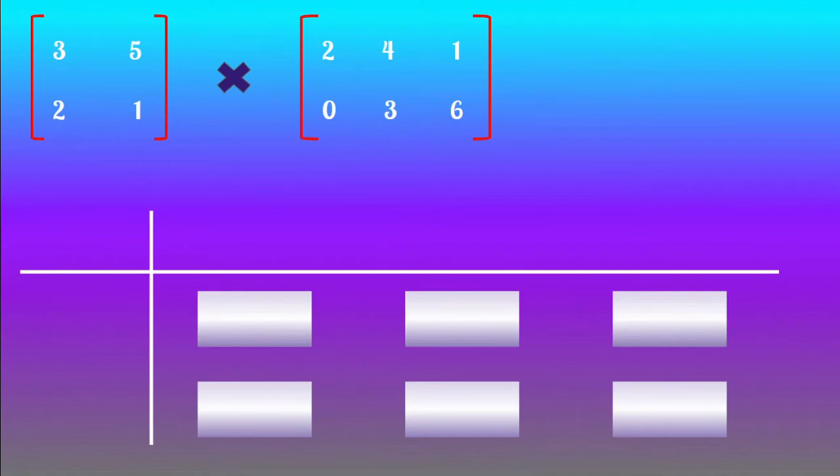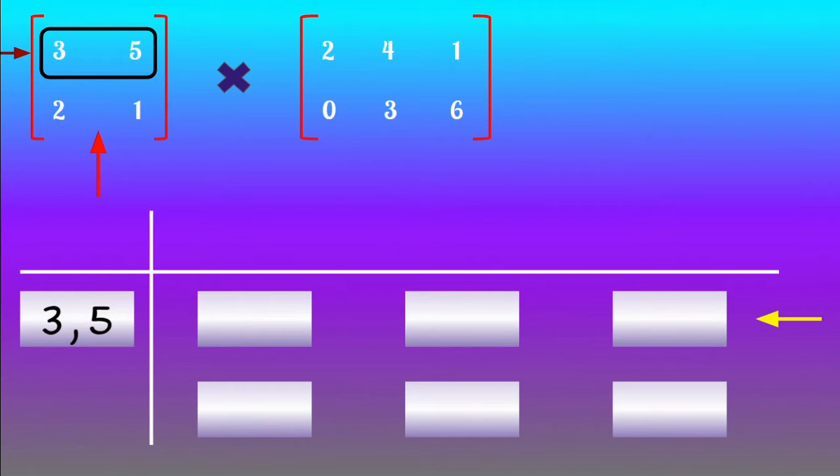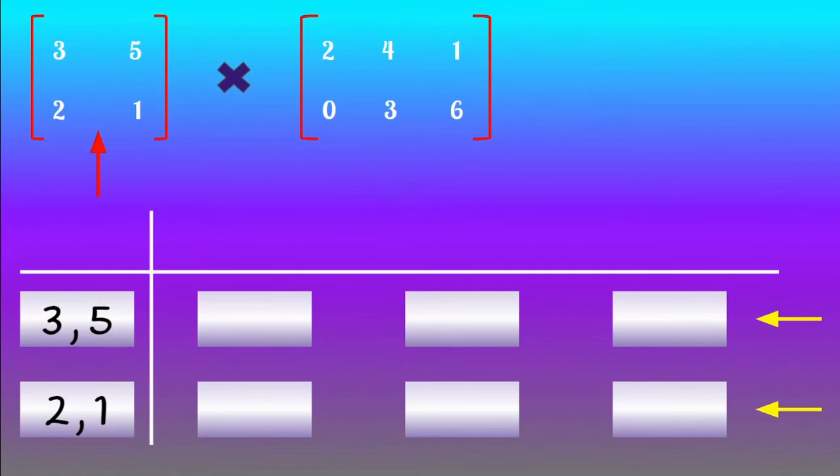In our multiplier matrix, we pick the first row since we always have to go from left to right here. We take these values 3 and 5 and place them in line with the first row in our grid, separating them with a comma. Then we take the values on the second row, 2 and 1, and place them on the second row in our grid, also separating them with a comma.